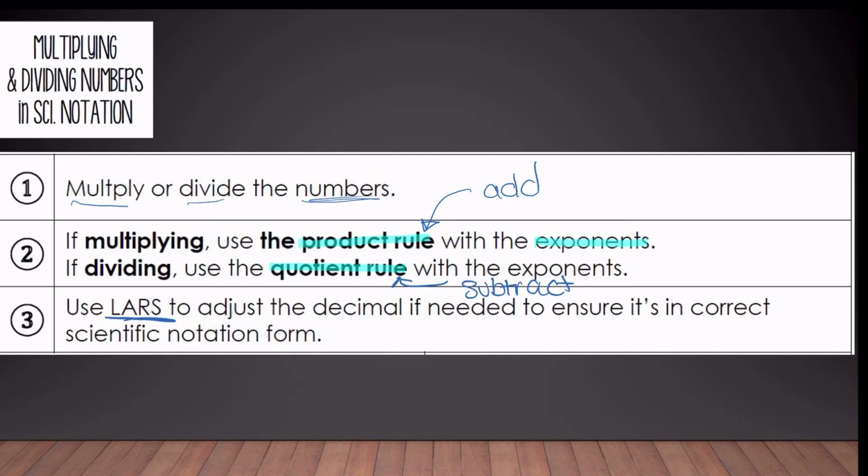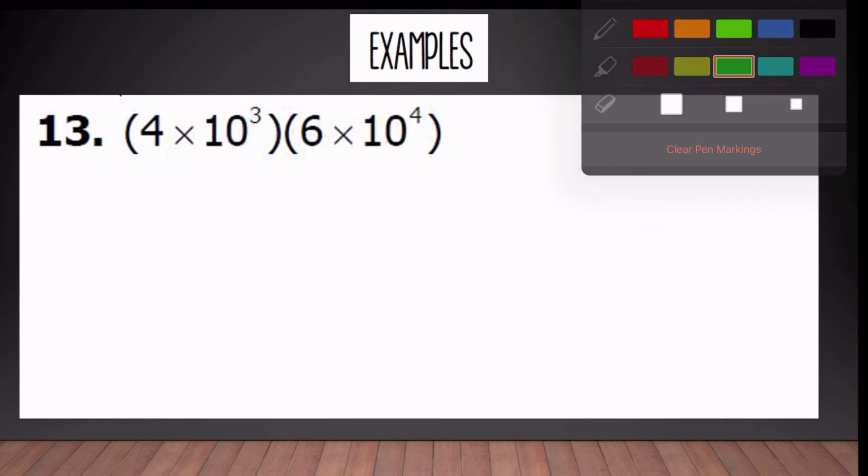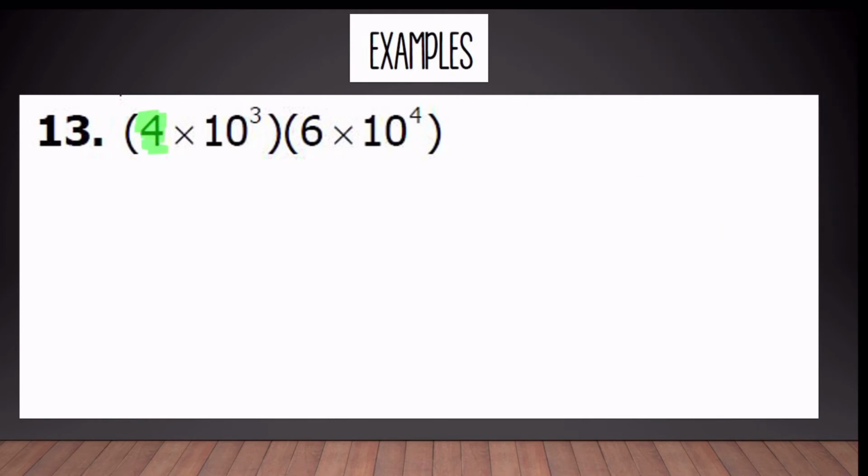Don't freak out. Let's go see this in action. Okay, here's what I mean. Look at your steps. They're right above. Step 1 was simply to multiply your numbers. So we're going to multiply 4 times 6. Okay? And what that gives us is 24.